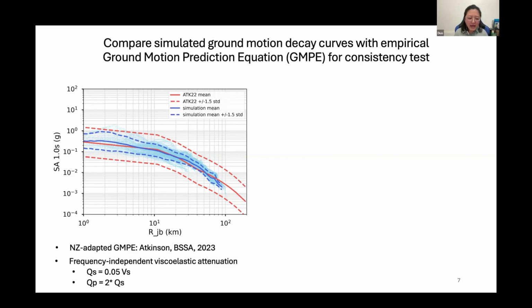So the orange line is the New Zealand adaptive ground motion prediction equation from this paper, Atkinson in 2023, for magnitude 7.2. And the solid and dashed lines represent the average and the 1.5 standard deviation regressed from all the data in New Zealand. And the light blue dots represent all the measurements at the surface receivers in the simulation.